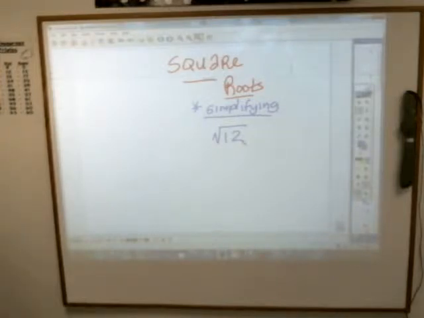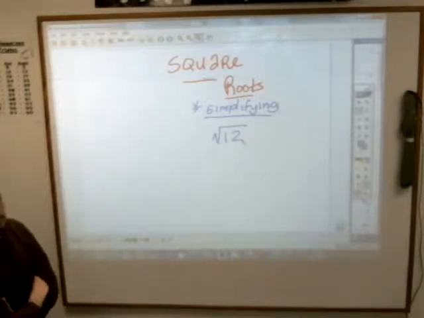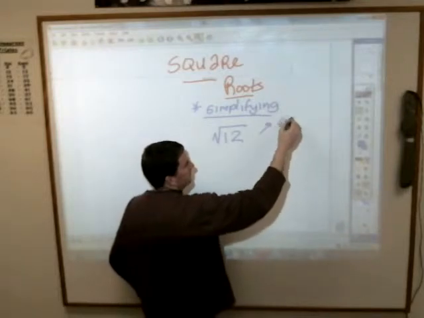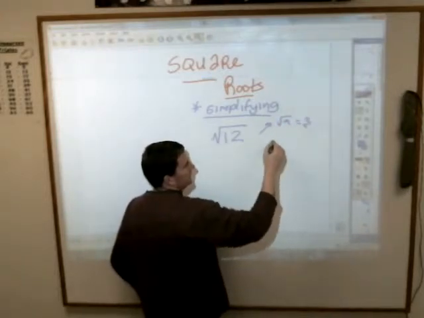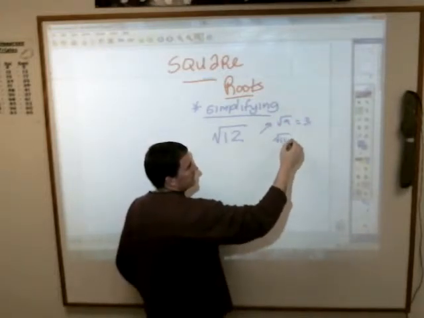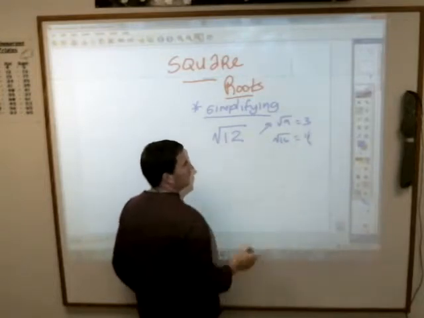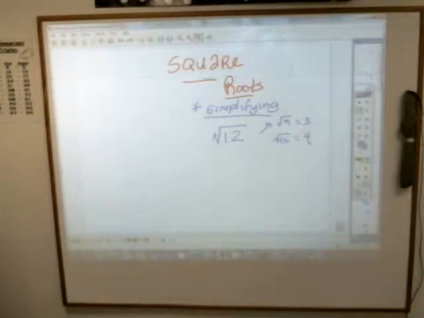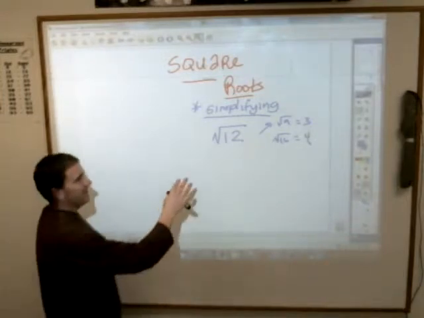If you're guessing, you know it has to be between what two numbers? How about that? Why between 3 and 4? Because the square root of 9 is 3 and the square root of 16 is 4. So you know the number has to be between 3 and 4. But there's a way to get even closer, and that is to simplify this.